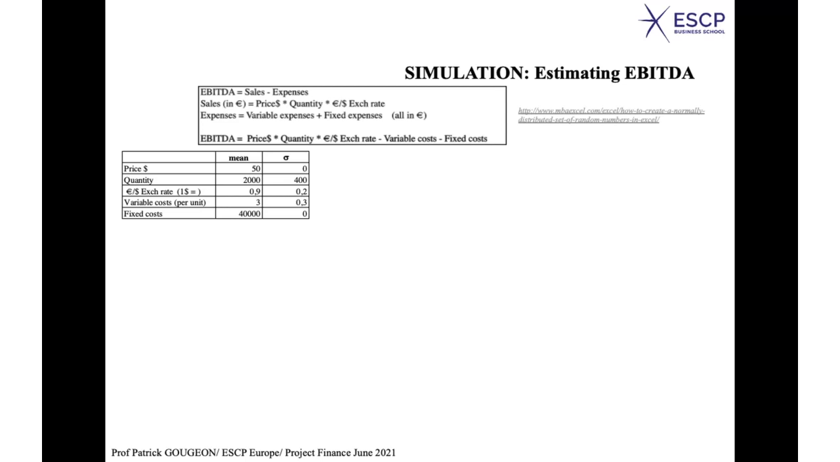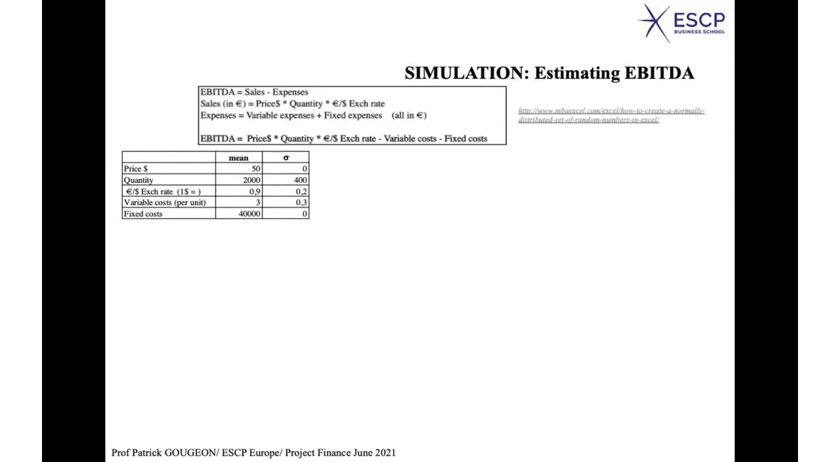And let's assume that you would have an exchange rate of 0.9. In other words, that $1 would be 0.9 euro. And you observe a volatility in the recent past so that you can assume it makes sense, which is 0.2 for the standard deviation. What about variable cost per unit?